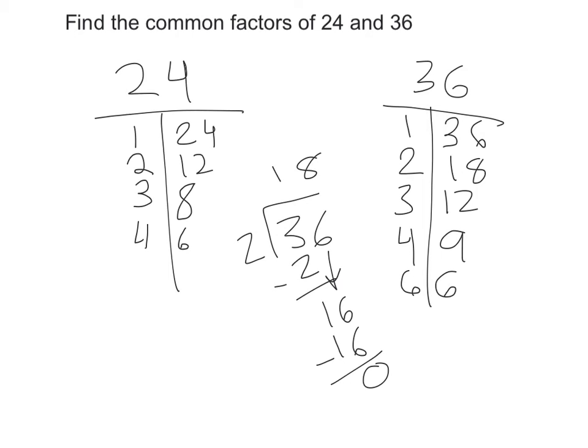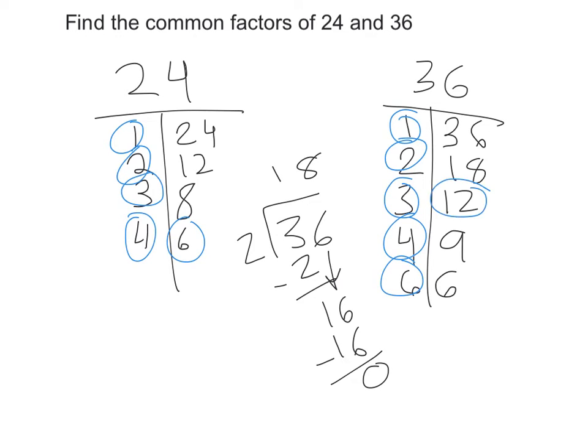Now all I have to do, let's see what they have in common. They have a 1 in common. They have a 2 in common. They have a 3 in common. They have a 4 in common. They have a 6 in common. And they have a 12 in common. So 1, 2, 3, 4, 6, and 12 are my common factors of 24 and 36.